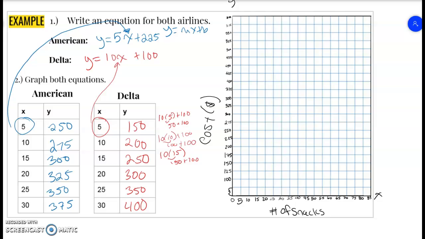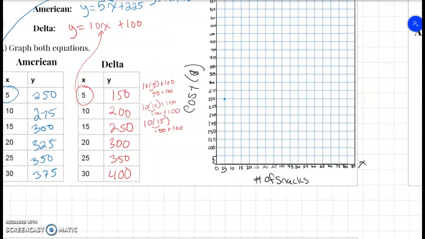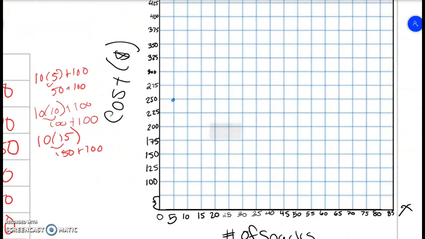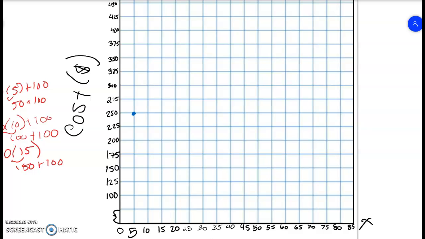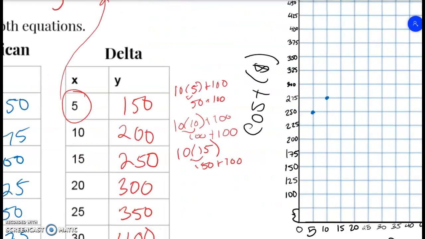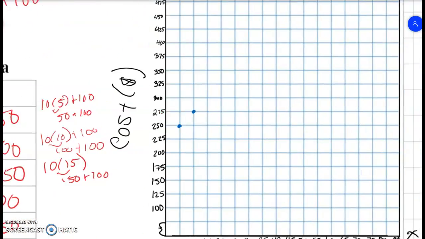So now I've completed both of the equations' tables. So now what I'm going to do is graph it. I'm going to graph the American first. We're going to go to 5 snacks and all the way up to 250 and put a dot. So here, let me zoom in for you. At 5, we're going to be at 250. And then at 10, we have 275. Perfect. And then at 15, we have 300.